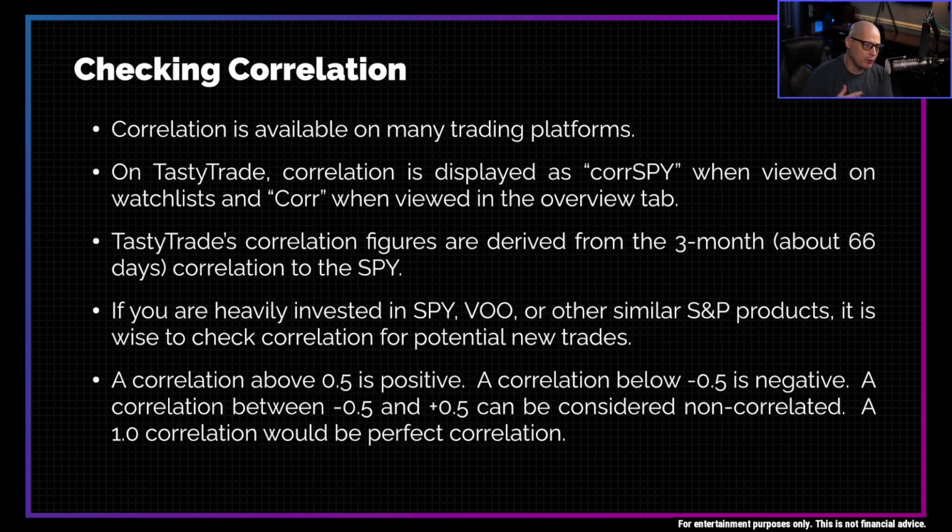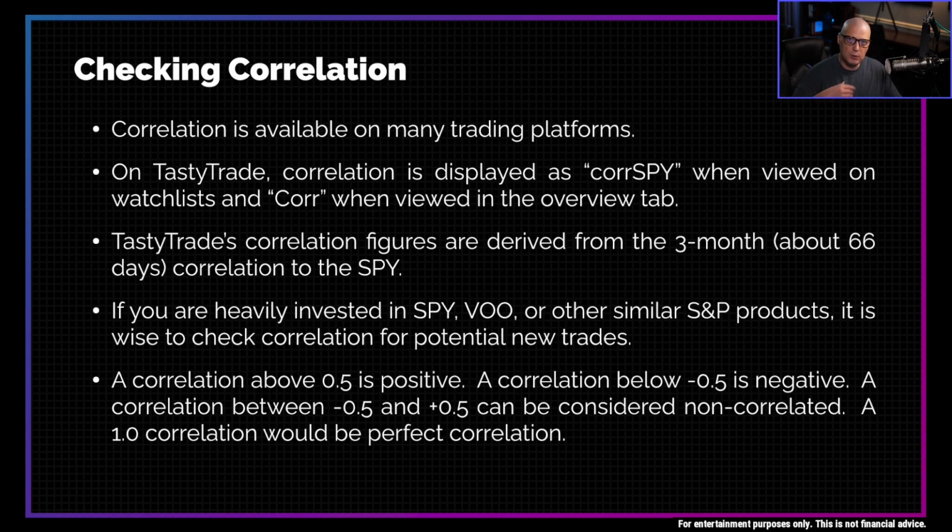And as I stated before, if you're heavily invested in SPY, VOO, or other similar S&P products, it is wise to check correlation for potential new trades, because you may not want to keep getting that same directional market exposure. So those correlation numbers are somewhere between -1 and +1. A correlation above 0.5, we can consider that a positive correlation, meaning most of the time it goes in the same direction as the broader market, as the SPY ETF.